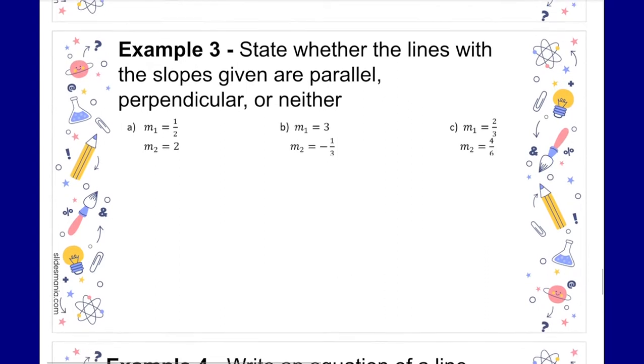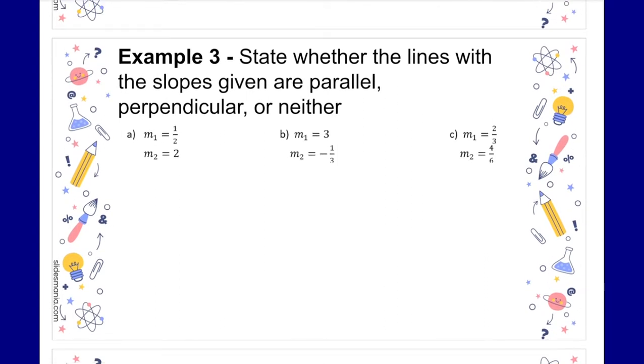So example 3, similar idea. We're given two pairs of slopes, and we're going to identify whether it's parallel, perpendicular, or neither. So looking at A, slope 1 is 1 over 2, slope 2 is just 2. Now you might at first glance say, well, they're perpendicular. One thing to keep in mind, they're both the same sign. 1/2 and 2, they're the same sign, right? So even though one's flipped, they don't have opposite signs. They're also not parallel. So the first one is neither.